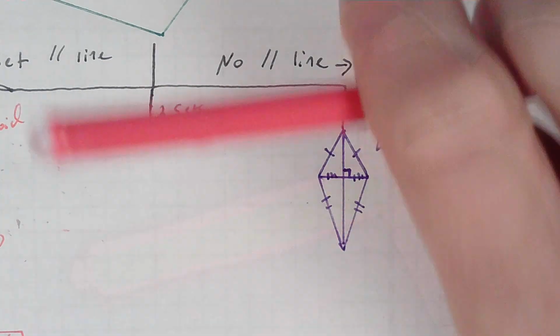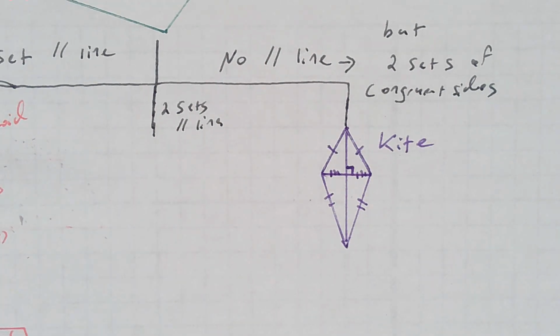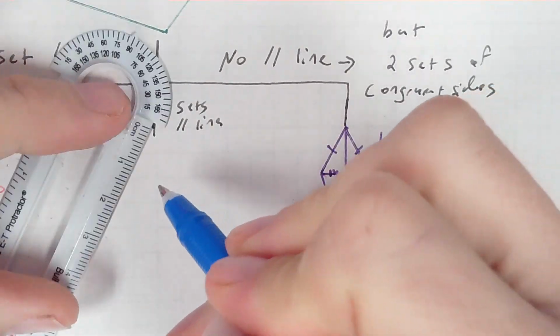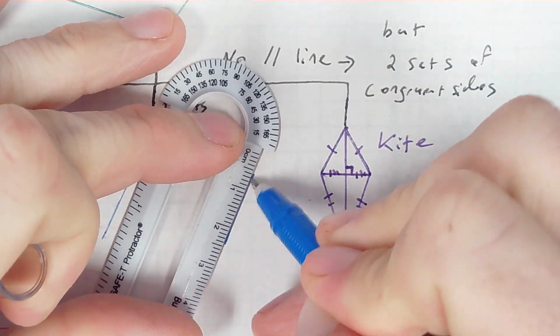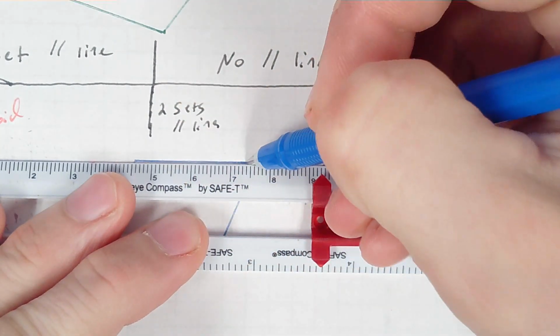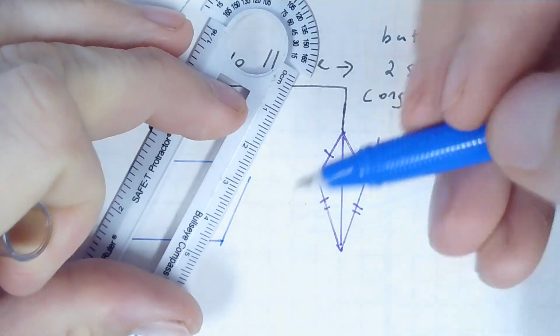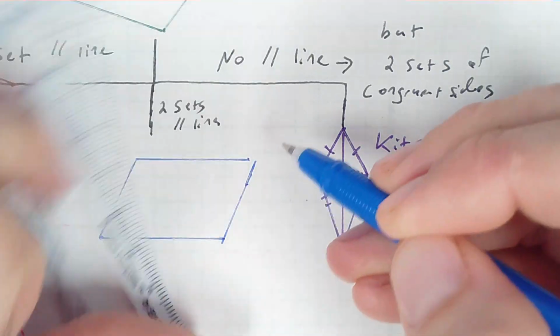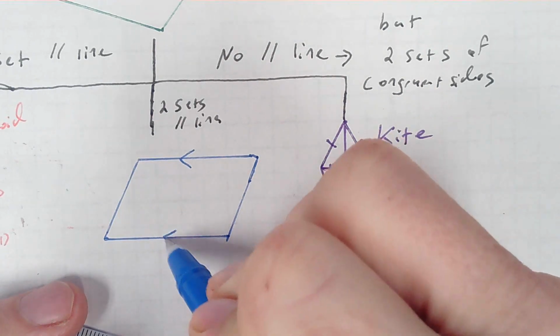Okay, so then we have the 2 sets of parallel lines. Let me pause and get another color. Okay, I have 2 sets of parallel lines. We'll say this is a set here, and this is a set here, and this is a set here, and this is a set here. Let me find myself a parallelogram. These are parallel, these are parallel, this is parallel, and this is parallel.